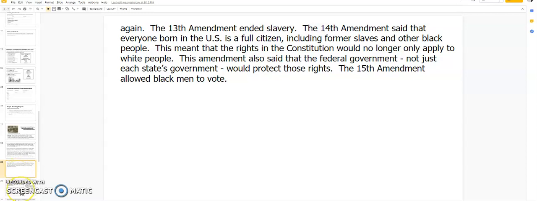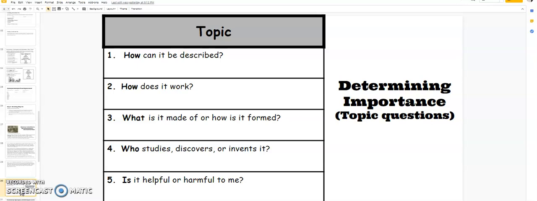All right, before we go back through and we highlight, we're going to look at our questions one more time. Topic, how can it be described? How does it work? What is it made of or how is it formed? Who studies, discovers, or invents it? Is it helpful or harmful to me? So here for topic, we are going to put Reconstruction.